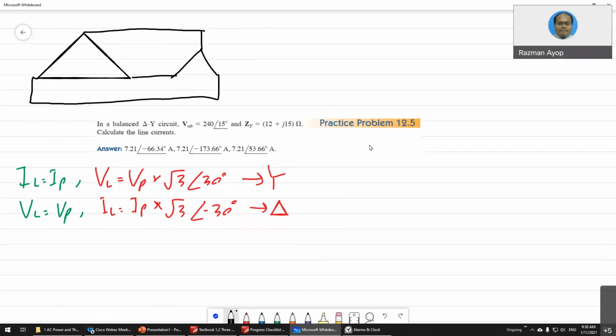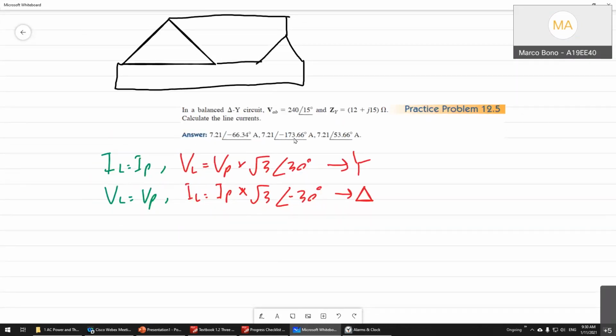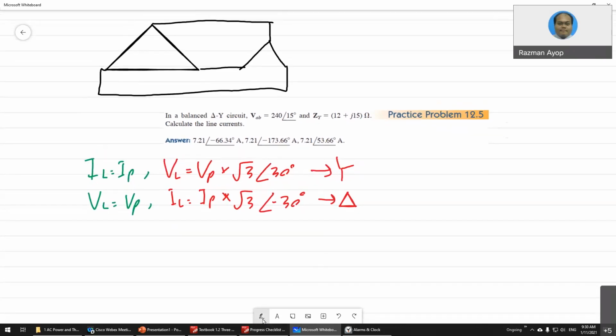Excuse me, doctor. My answer for the second line current is different from what is on the screen. Just the angle. I got minus 186.34. Okay, so let's have a look at how to do this. I think you did it on the test pad, right? Yes. So I have to write it here.